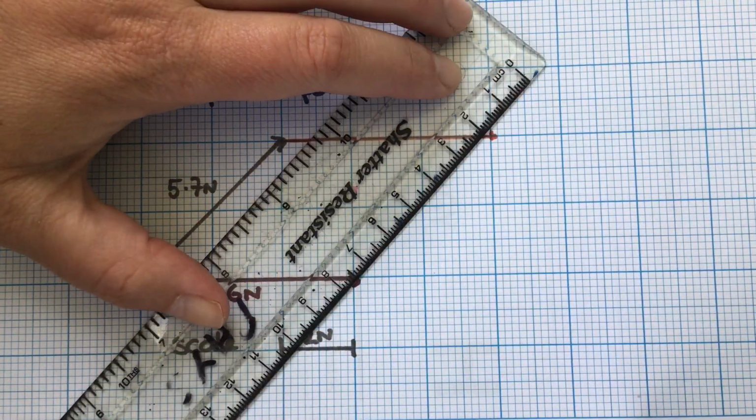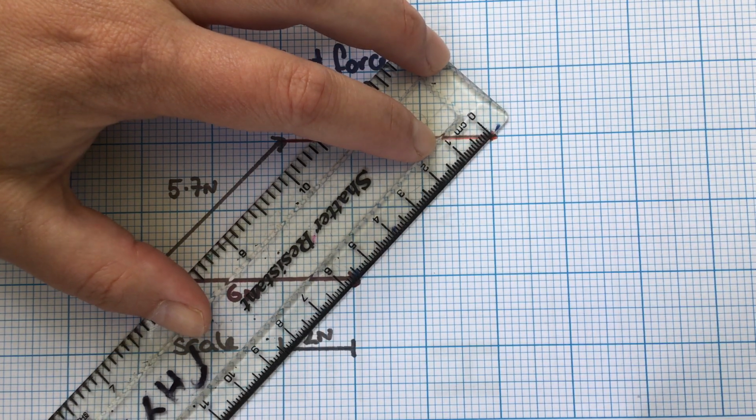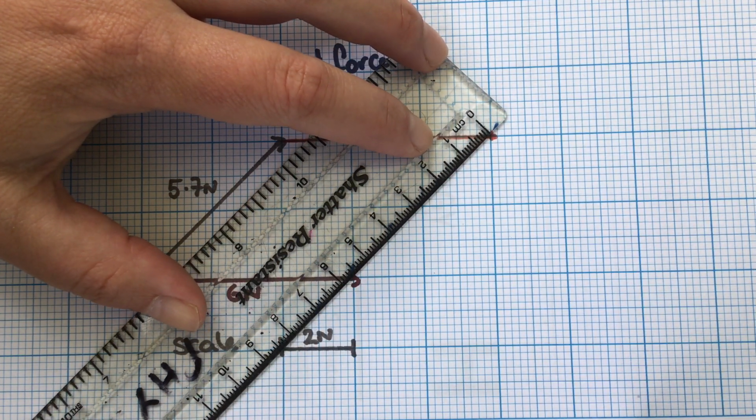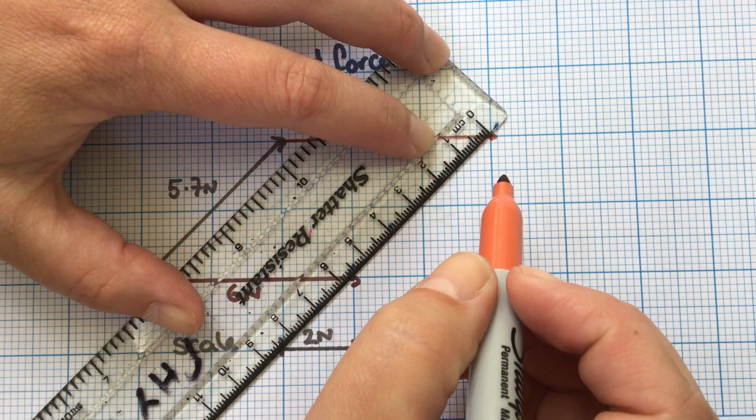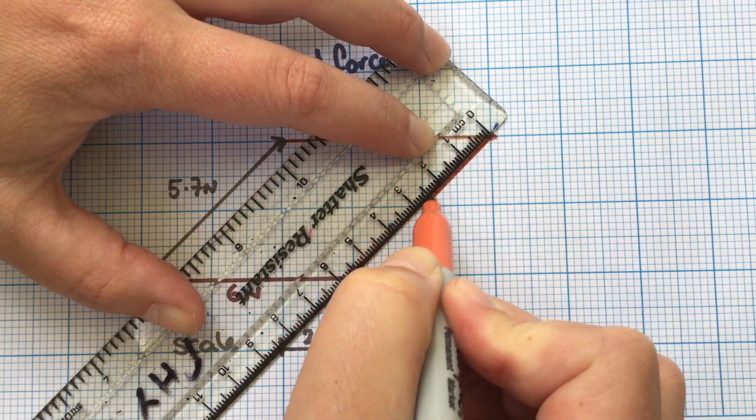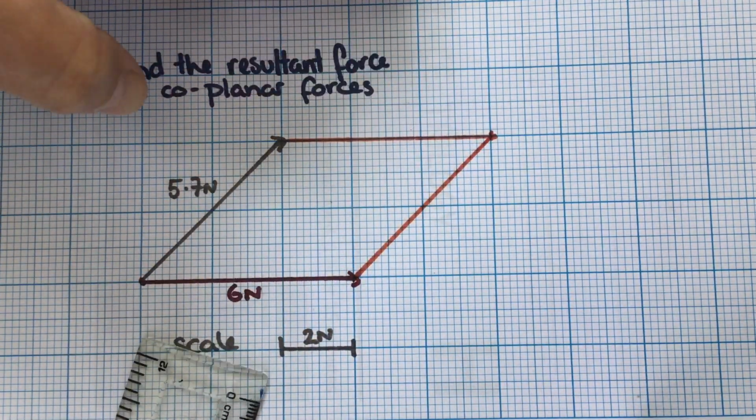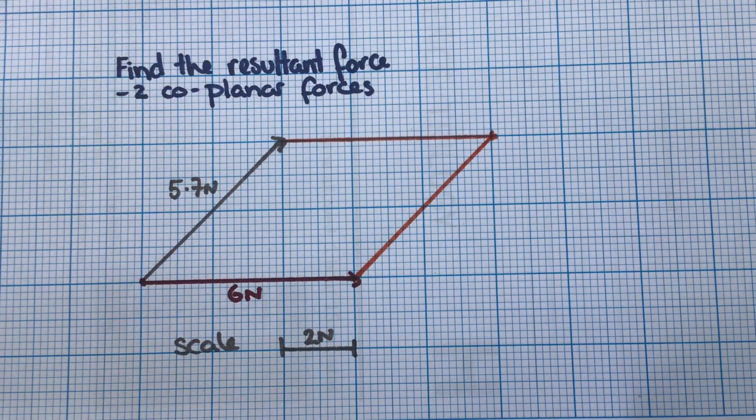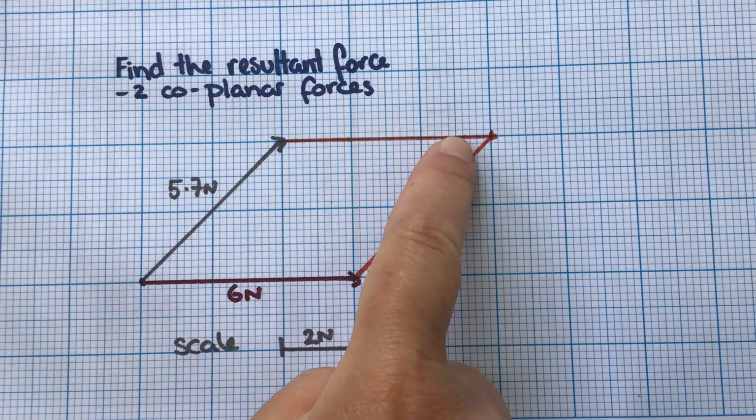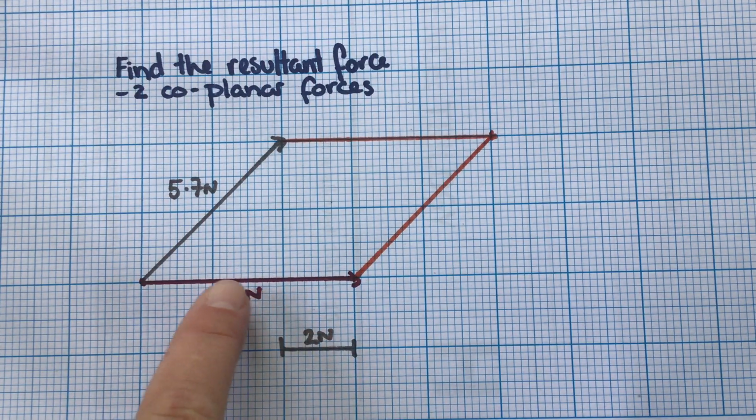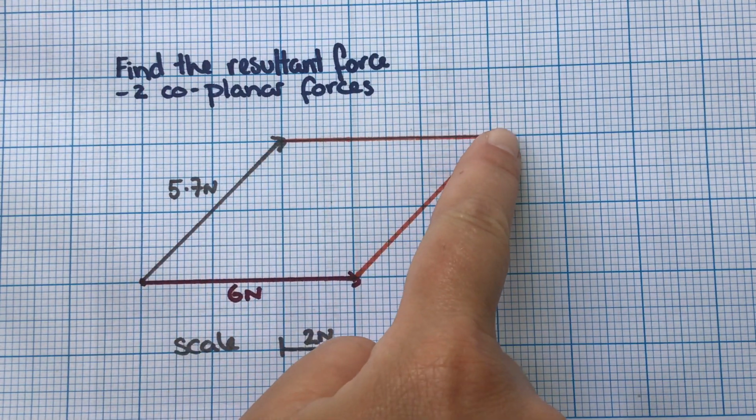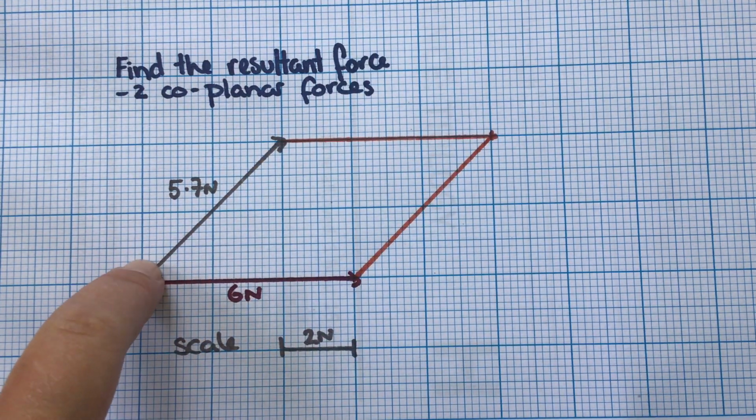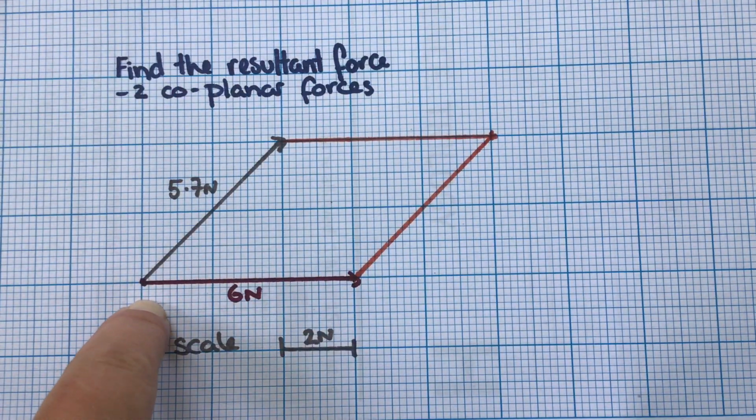So we'll check it's the right length. It should be 5.7. Take a bit of time to make sure your ruler's in the right place. So I've drawn my parallelogram and I've got two lines that are the same length and parallel to my two vectors. Here's my other line, parallel and the same length to this vector. Now I've got my parallelogram.